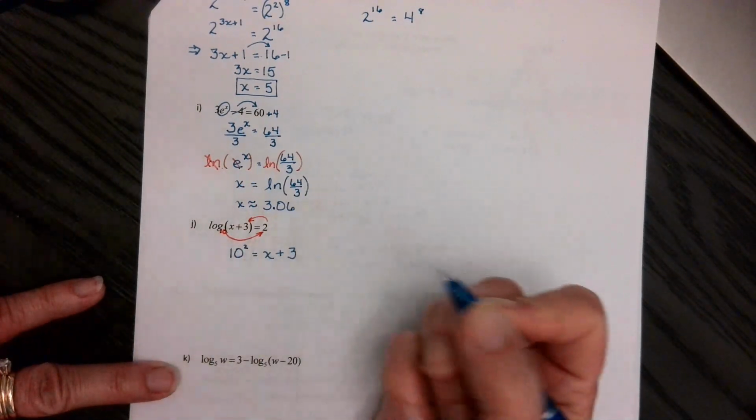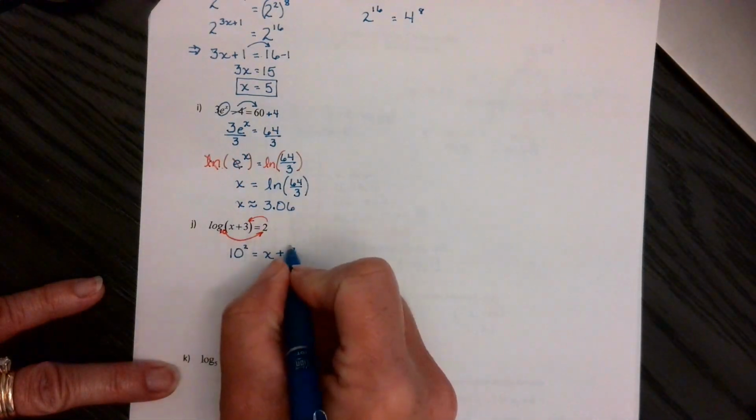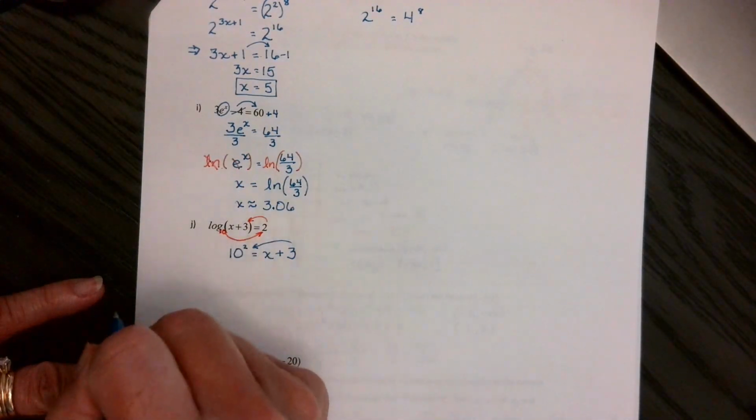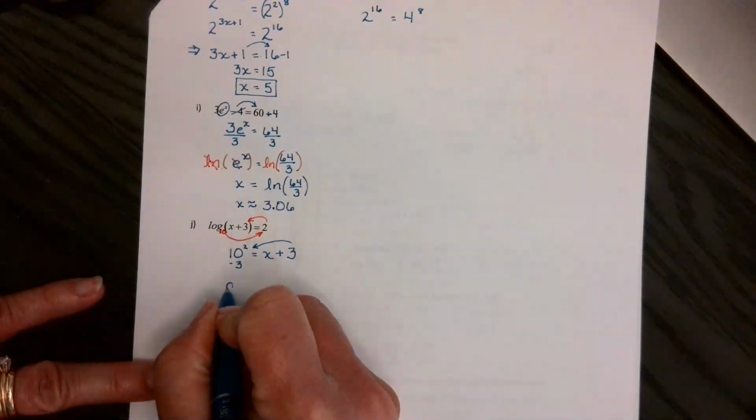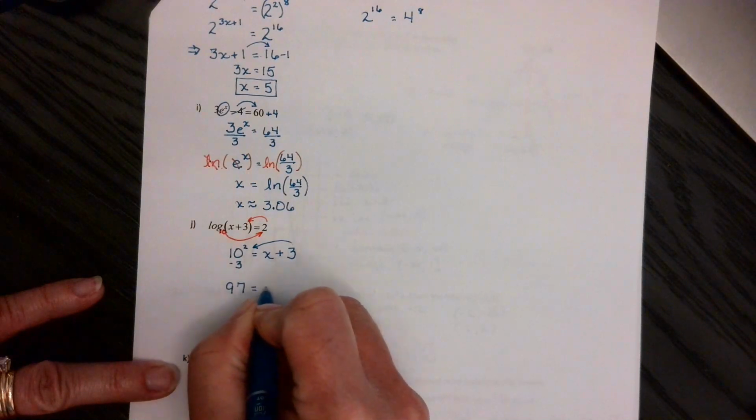Now all I have to do is solve for x. This is the same thing as 100. When I take my 3 to the other side, I'm going to subtract it. So 100 minus 3 is going to give us 97 equals x.